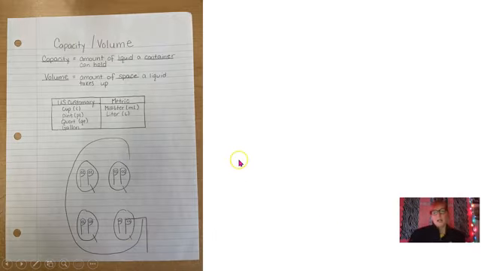Okay. Next, we're going to discuss capacity and volume. Capacity is the amount of liquid a container can hold, whereas the volume is the amount of space a liquid takes up. In the U.S. customary system, so the units that we use here in the United States are cups, pints, quarts, and gallons. In the metric system, we have milliliters and liters.